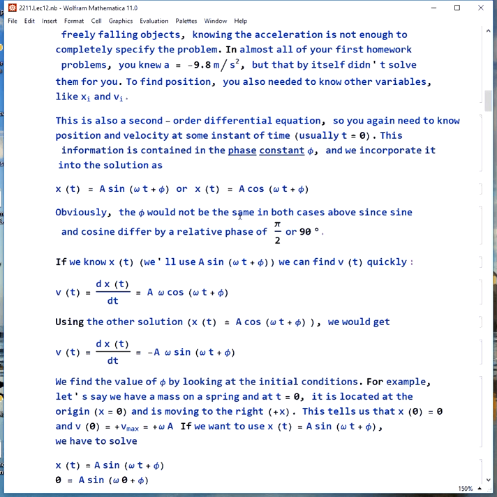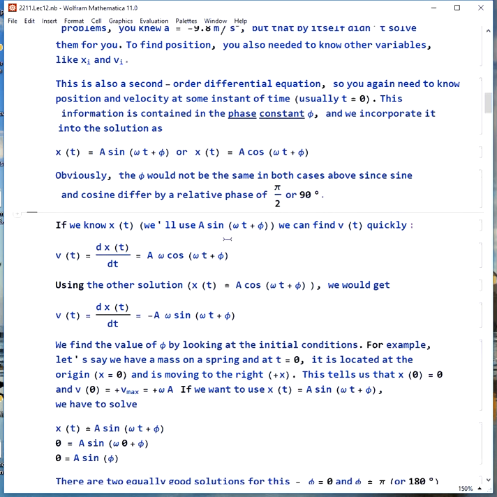If we know x is a function of time, we can find velocity as a function of time very quickly just by taking the derivative. If we use a sine omega t plus phi, we get that the velocity as a function of time is a omega cosine omega t plus phi. If we had written it the other way, we would get velocity is negative a omega sine omega t plus phi. The way we determine the value for phi is by looking at the initial conditions.